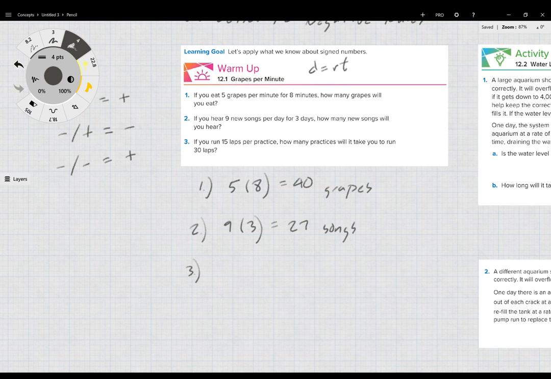I mean, I like music a lot. And I don't know if I could listen to 27 new songs a day.